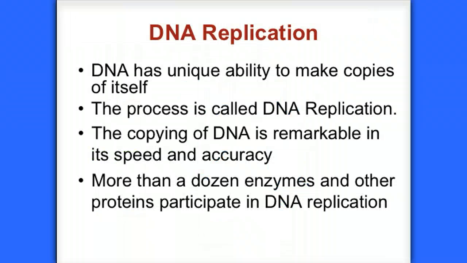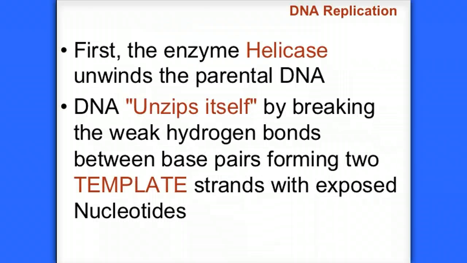So DNA replication is very unique, and it has a remarkable speed and accuracy. Let's go through it. First, there is an enzyme called helicase. Obviously, the name suggests everything. It unwinds the two DNA strands. The unzipping breaks the hydrogen bonds, and the two template strands, that is the parental ones, are exposed.